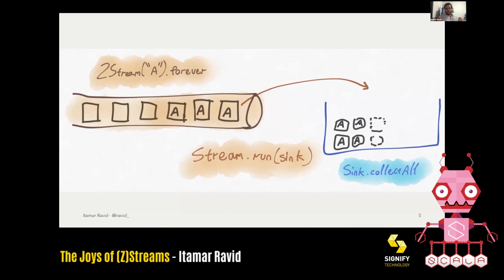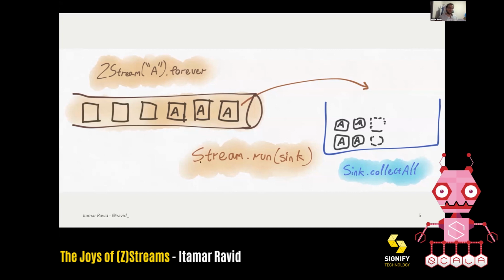So sinks are ZStream's mechanism for collecting values or collecting results from a streaming program. So what we've got here is a stream of strings of A that is repeated forever. So this is a stream with one element that is repeated forever. So that's an infinite stream right there. And what we're doing is collecting all the elements coming out of that stream using ZSink.collectAll. So this is a sink that will collect all elements in a collection, in a strict collection.